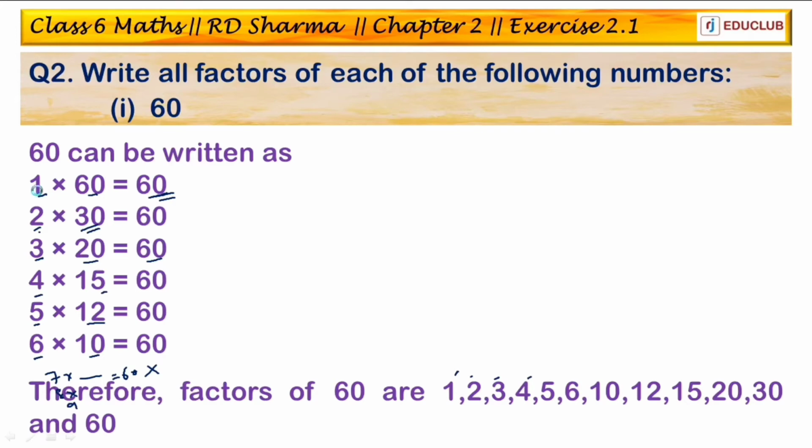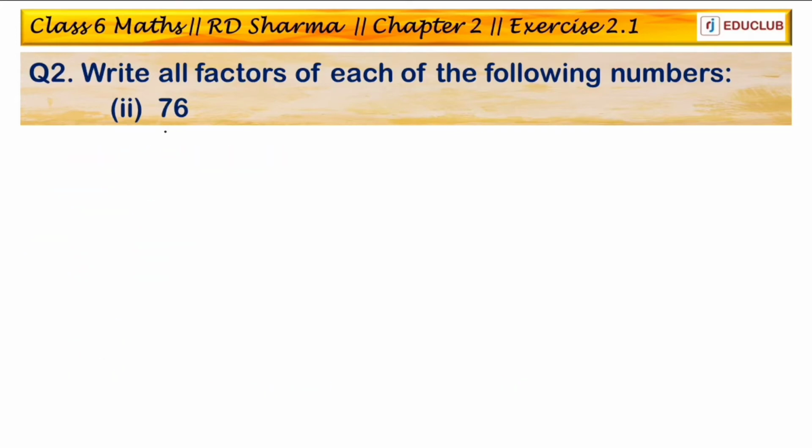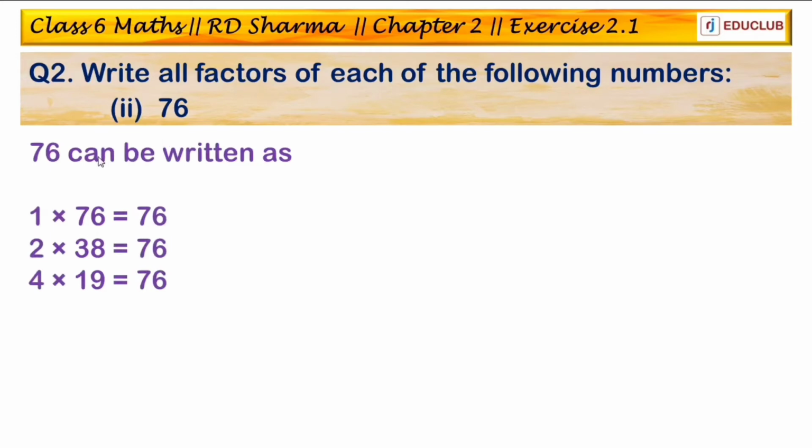Okay. Next is 76. So what we will do, we'll start with 1. 76 we can write as 1 into 76, the same number, 1 and the number itself, is always a factor of a number. So 1 into 76 we can write as 76. We'll go to the next number, 2. Yes, with 2 this is divisible, as the last unit digit is 6. So we can divide it.